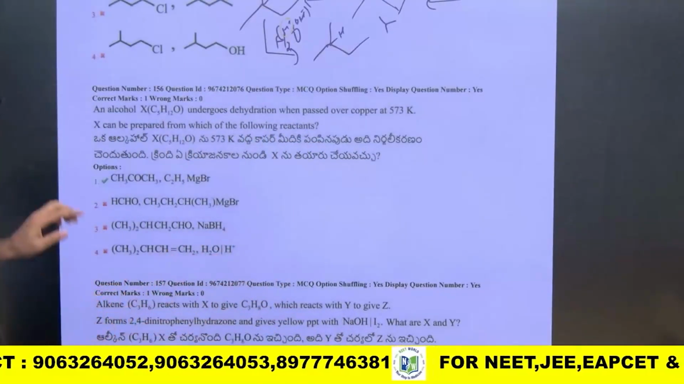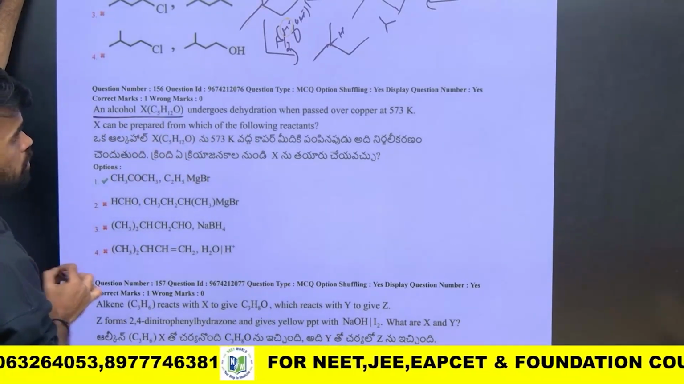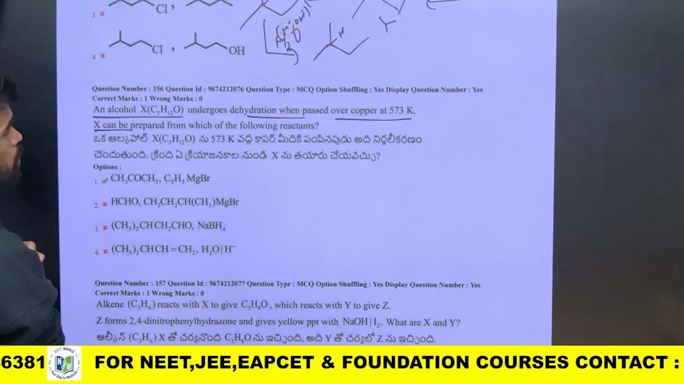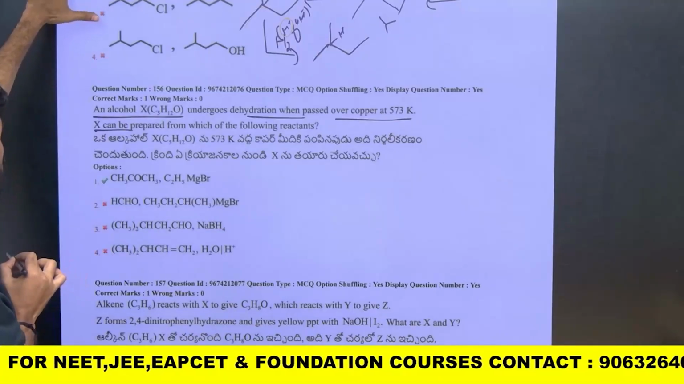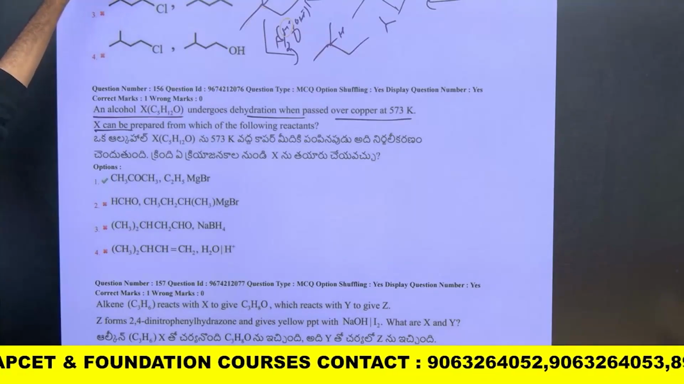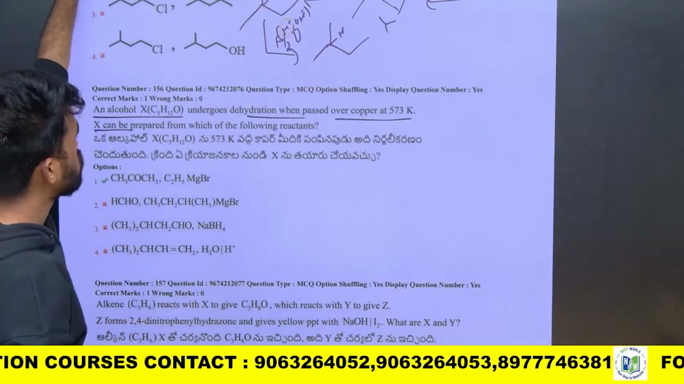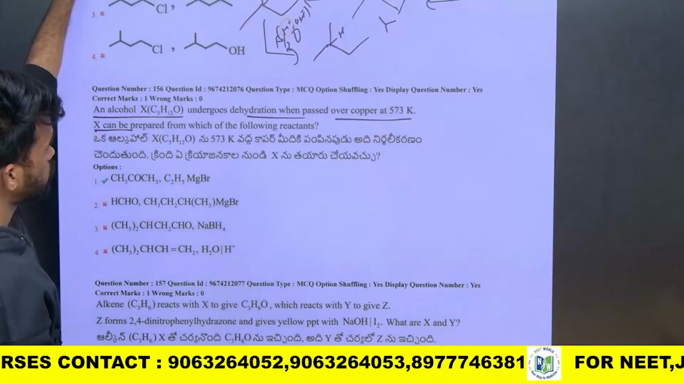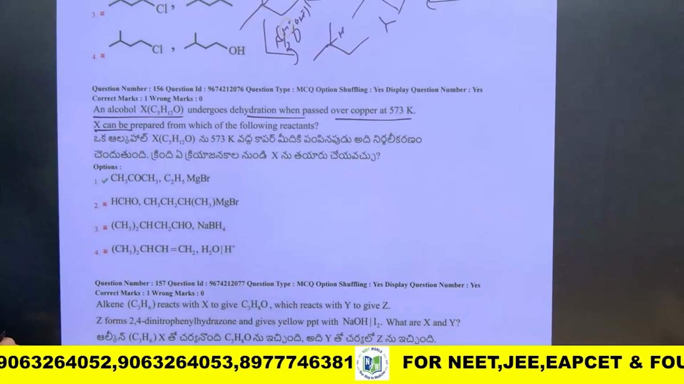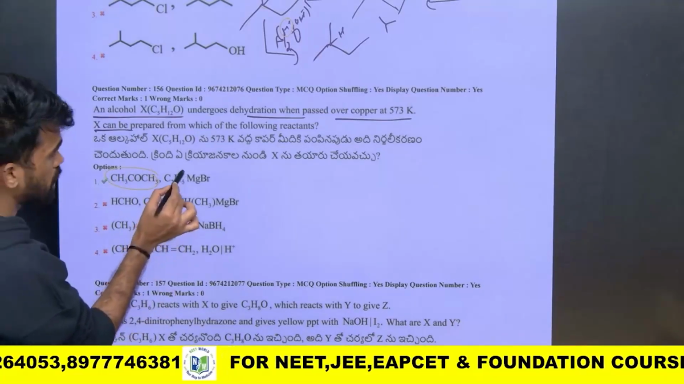Then next, alcohol here, this is alcohol, again the same alcohol undergoes dehydration when passed through copper, okay, and forms X. X can be prepared from which of the following? See, same molecular formula we have seen above also, it means a 5-membered compound with alcoholic group, okay. So treated with this one, okay, let us see. So X can be prepared from which one? See here, we have carbonyl group, acetone, we are treating with the ethyl group.